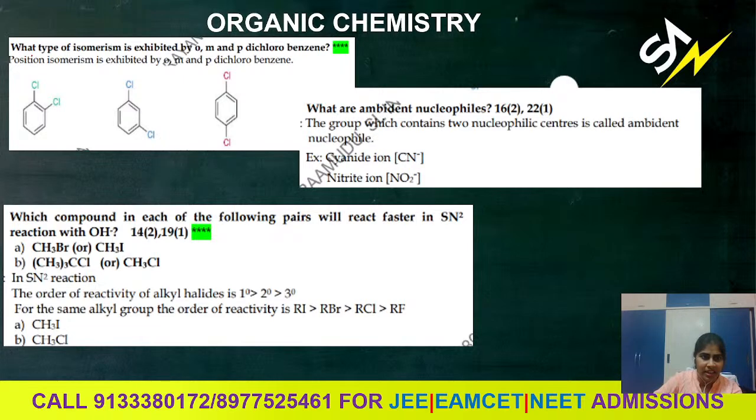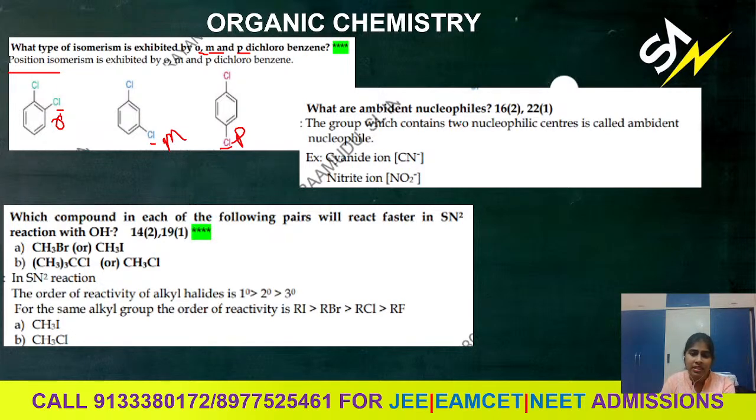Suppose a question is asked in this way: what type of isomerism is exhibited by ortho, meta and para dichlorobenzene? These are the structures of ortho, meta and para dichlorobenzene. So what type of isomerism can we see in these structures? It is position isomerism, because the position of chlorine is changing from ortho position to meta position to para position. So they are known as positional isomers, and we may expect a question like this: what are ambident nucleophiles?